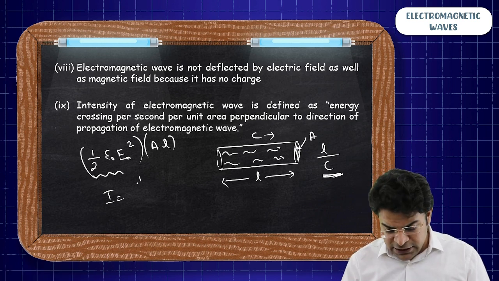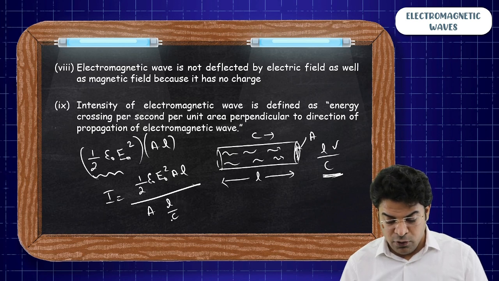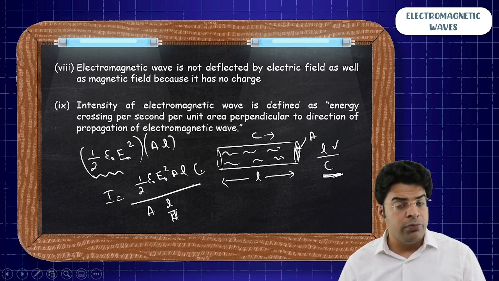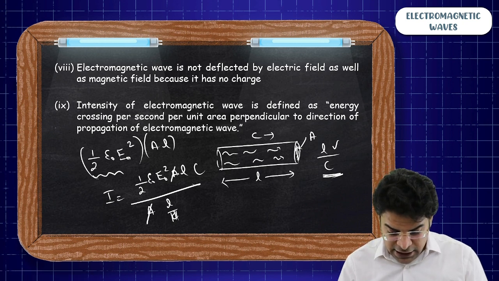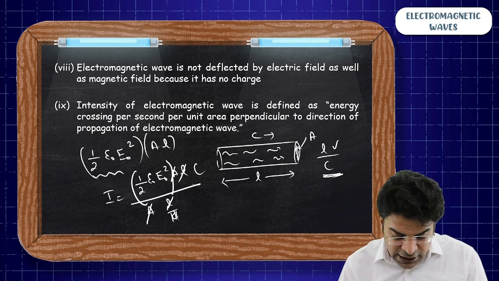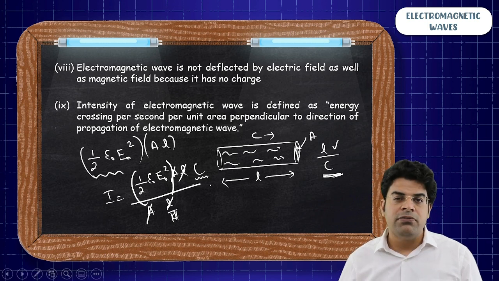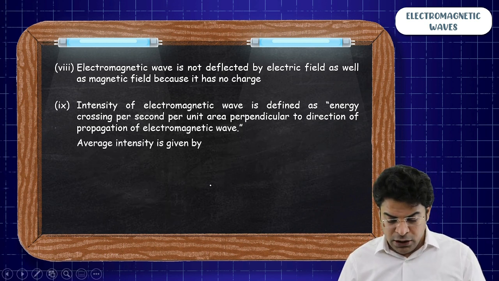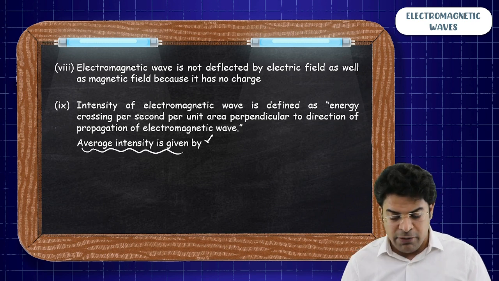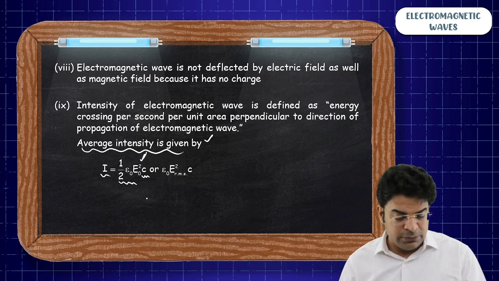So the energy incident total will be half epsilon naught E peak whole square into AL per unit area per unit time, and the time will be L by C. So move this C from the denominator of the denominator to the numerator. Cancel out the A and the L and L. So you get that intensity is nothing but half epsilon naught E peak whole square multiplied by the speed of light. So it's easy to remember that the average intensity is given by intensity equals half epsilon naught E peak whole square into the speed of light.